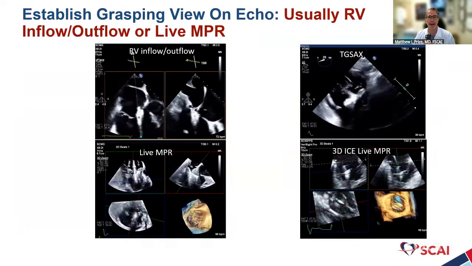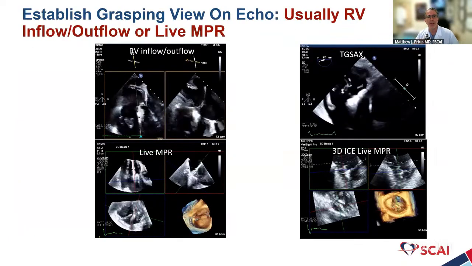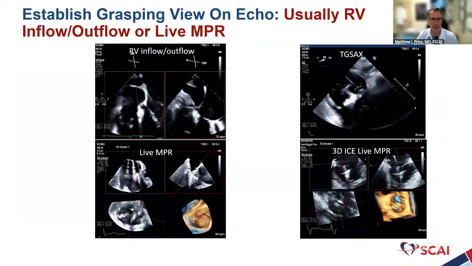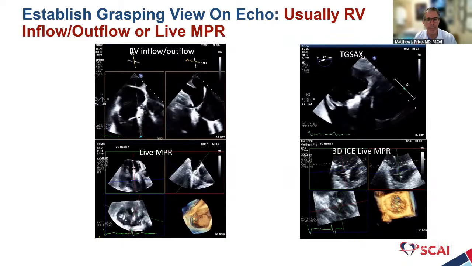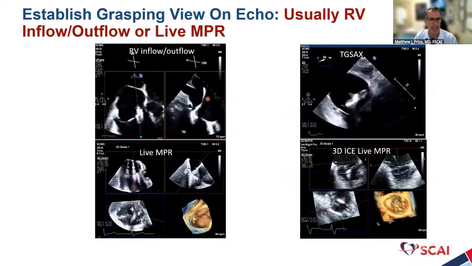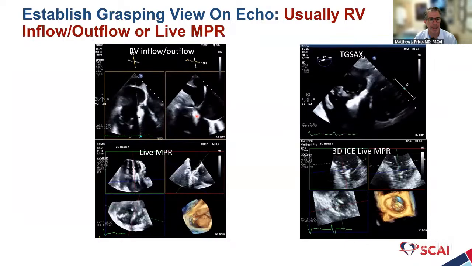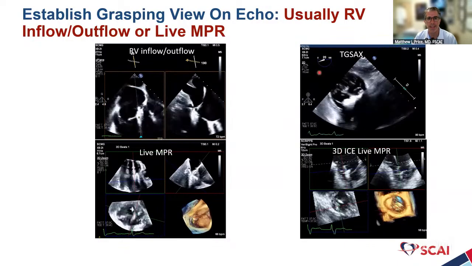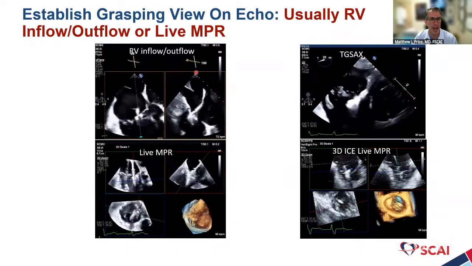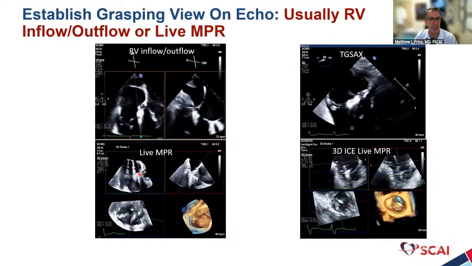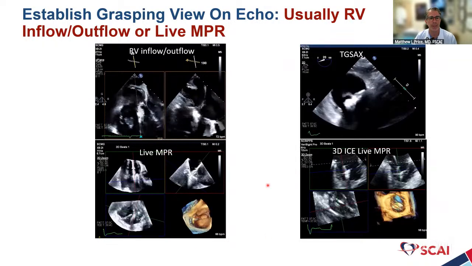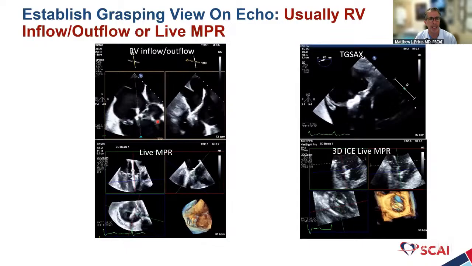All right, so how do we grasp? And Rhonda sort of talked about this a little bit. There are multiple different views where you can establish your grasping images. The go-to is going to be your RV inflow outflow. You can see very nicely my grippers coming down in a simultaneous grasp. Some people like to grasp in the transgastric short axis. You're going to really have to confirm leaflet insertion if you do that. If you have problems, you can do live MPR, either mid or deep esophageal or even transgastric. And finally, the bailout is 3D ICE live MPR. So you have some options, but generally it's recommended when you're beginning to use the inflow-outflow view.